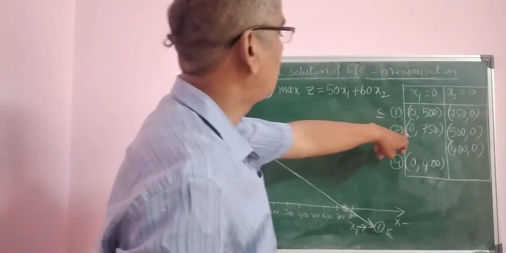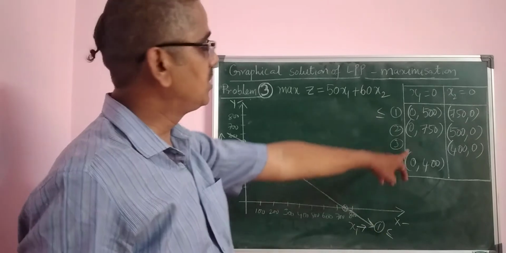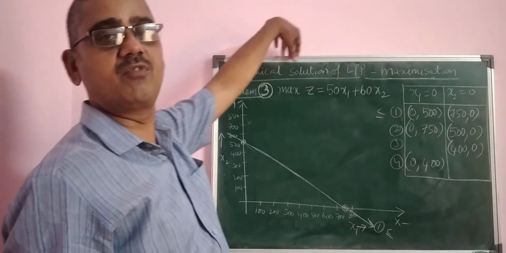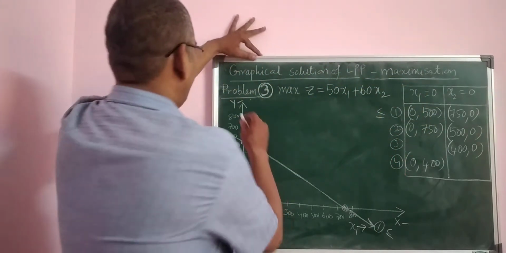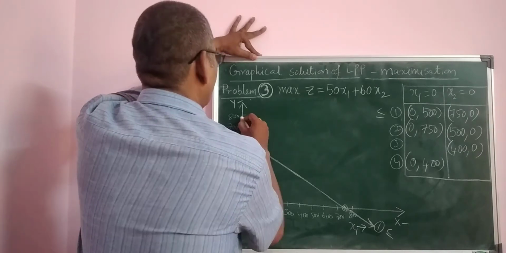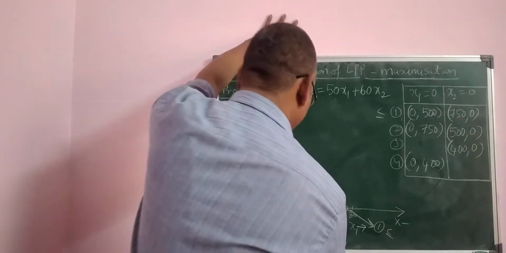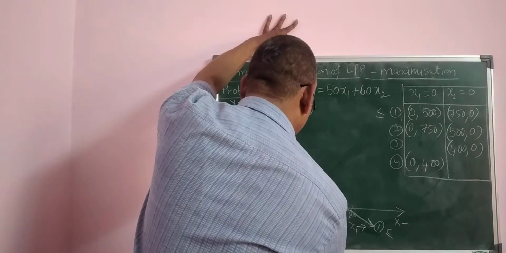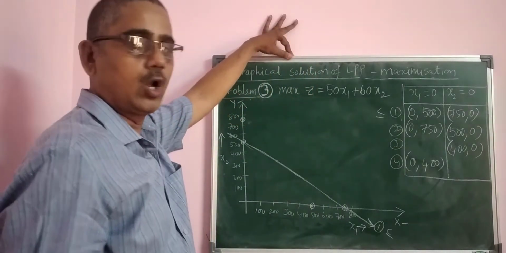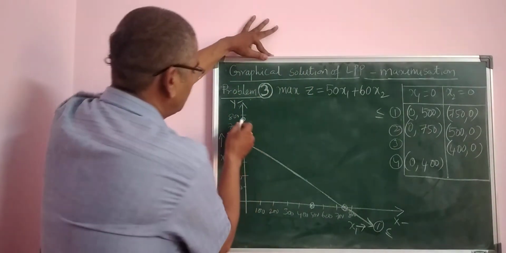And then take out the second equation, it was finished. Second equation: 0, 750. 750 is here. And 500 and 0. This is the point here, 500 and 0. Draw the straight line by joining these two particular points.